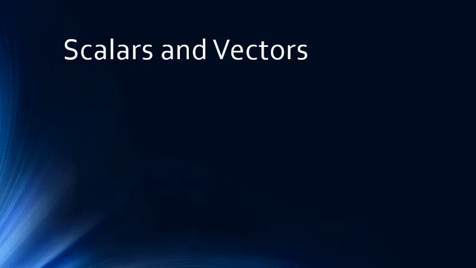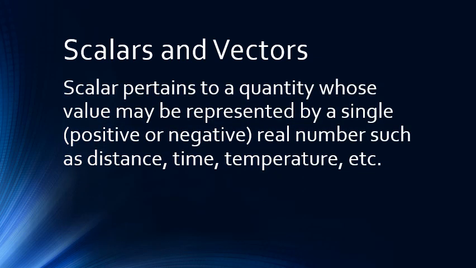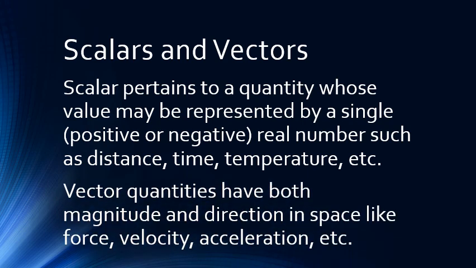Okay. Throughout this course, we will be dealing with a lot of physical quantities. These quantities may be classified into two. We have scalar quantities, which pertain to a quantity whose value may be represented by a single positive or negative real number. For example, distance and temperature. So these values have only magnitude. On the other hand, we have the vector quantities, which have both magnitude and direction in space, like force, velocity, acceleration, and others.